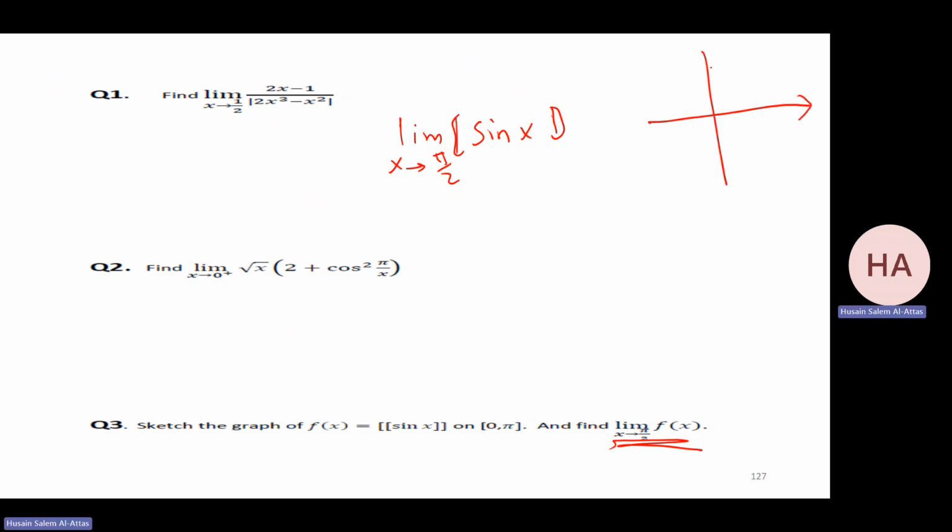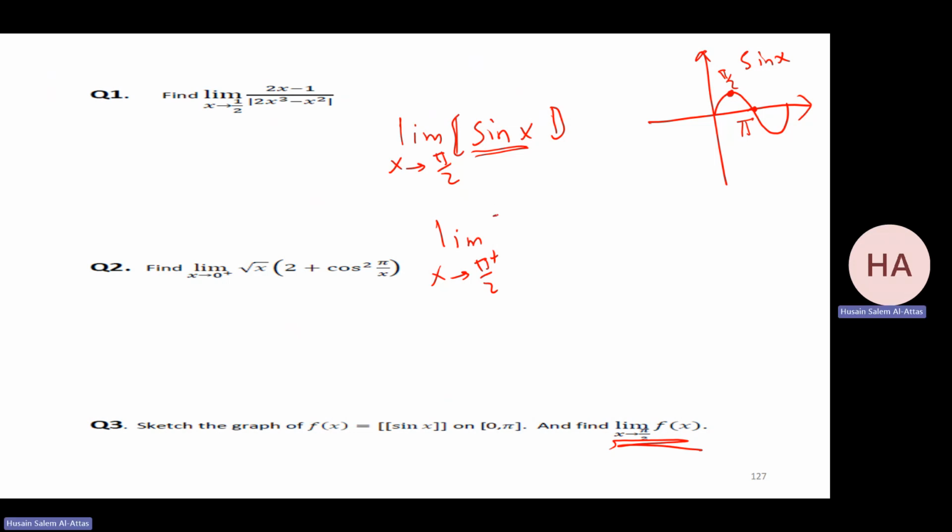We need the graph of sine. This is the graph of sine. This is my root. Okay, so we'll check the limit as x goes to pi over 2 of the integer of sine x. When you substitute, we get an integer: sine pi over 2 is 1, so it's an integer. No, this is not pi over 2, this is pi. This is pi over 2.